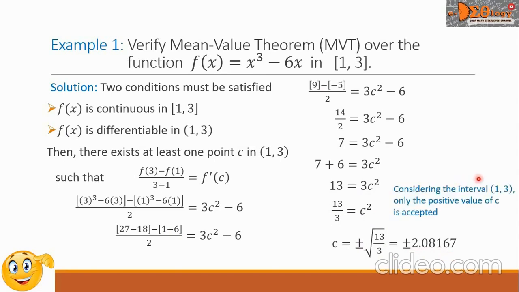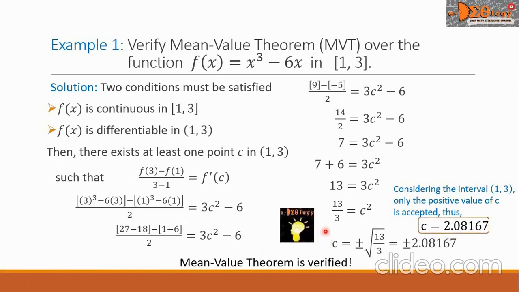Considering the open interval from 1 to 3, only the positive value of c is accepted. So our final answer is c equals the positive 2.08167. Then we can say that the mean value theorem is verified. This is our final answer.